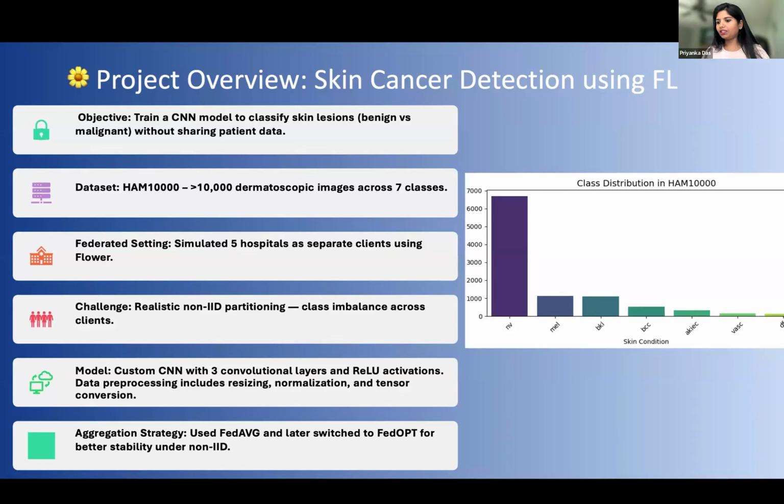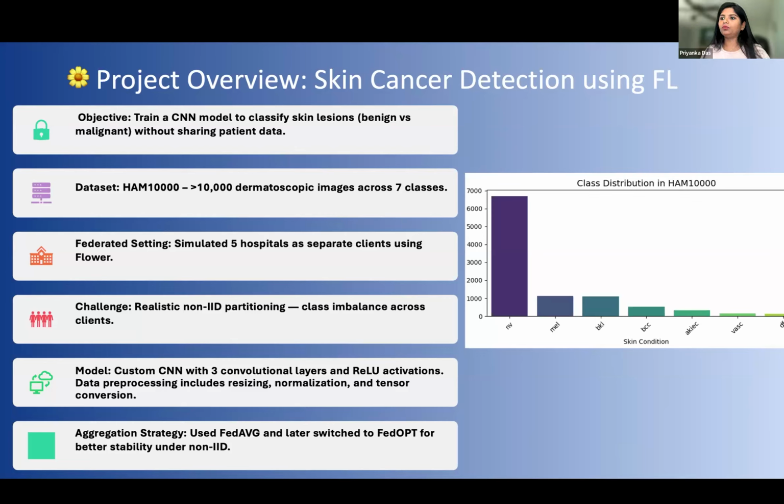To simulate the real world condition, I created a federated environment with 5 virtual hospitals using the Flower framework, where each hospital was treated as a separate client. I introduced realistic non-IID partitioning, meaning each hospital had its own class imbalance. This simulates the real-world scenario where different regions or hospitals see different types of patients.